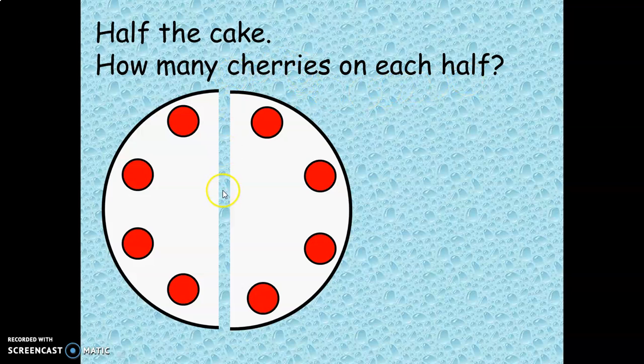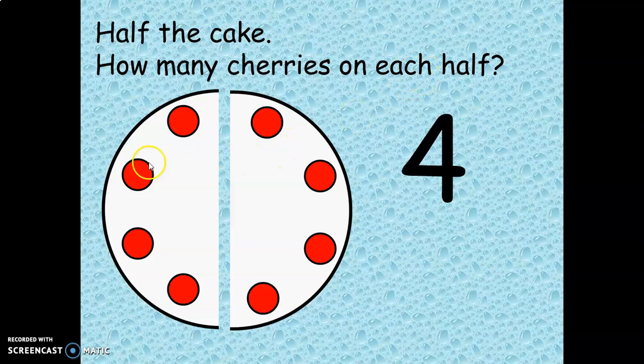If we have cut the cake into half, that means that we have shared. Your brother will take one, and you will take one. So how many cherries do you have on one side of the cake, on half of the cake? Let's count. 1, 2, 3, 4. If this side has 4, the other side has 4. Our answer is 4.